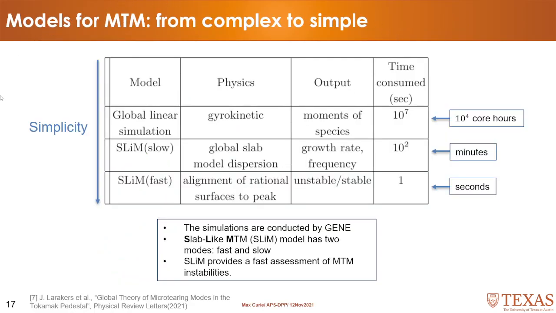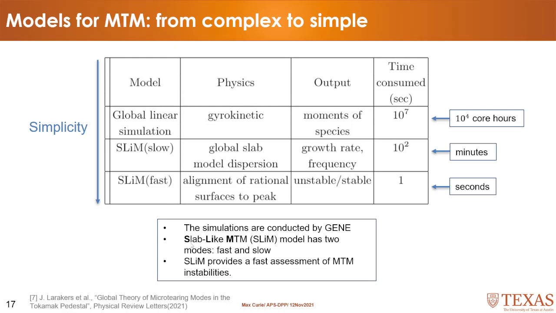Here are the models that we are going to compare with each other. From top to bottom is from complex to simple. The top is a global linear gyrokinetic simulation using GENE. The output will be the moments of the species. It will take roughly 10,000 core hours to finish.